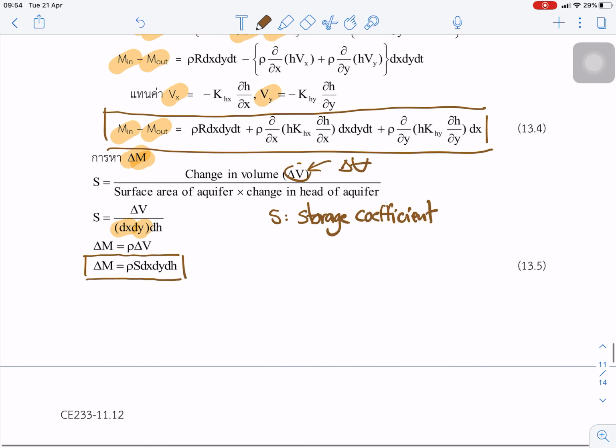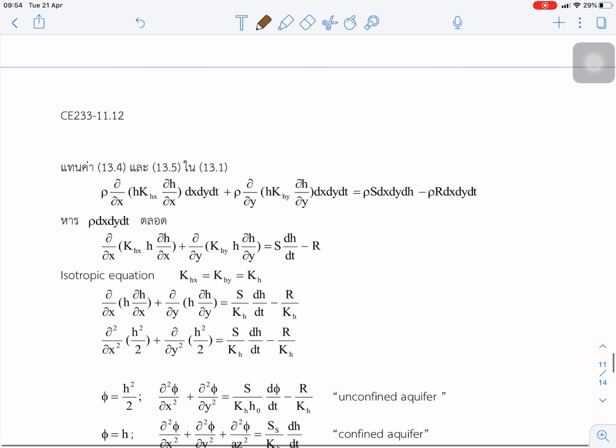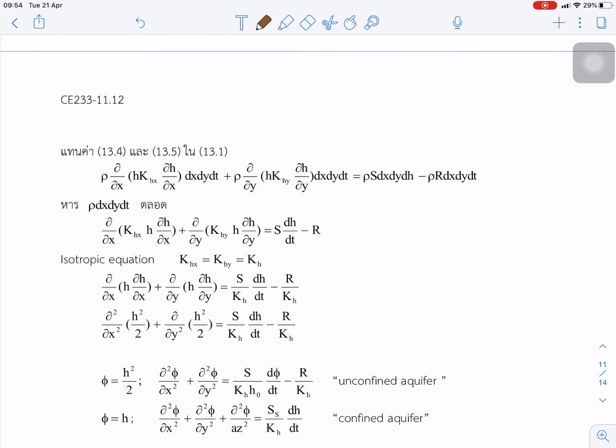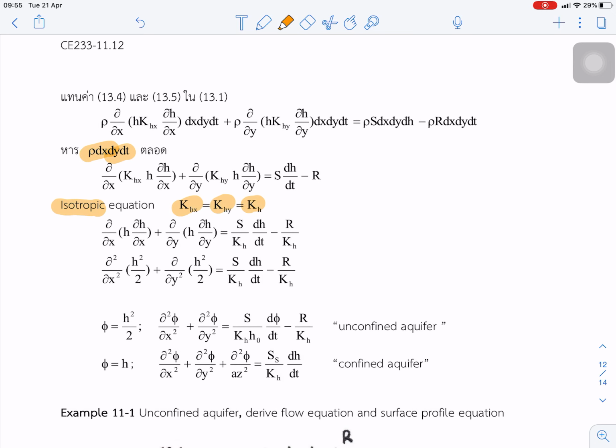Okay, and make equal equation 13.4 and 13.5. So we can get this, and some terms are equal, and we can cancel them. Okay, and finally this is to cancel on both sides. Okay, and next we assume the isotropic case, k is equal to a constant, we can move k from the right-hand side, and next we put h in before differentiating. Okay, so we got this equation.